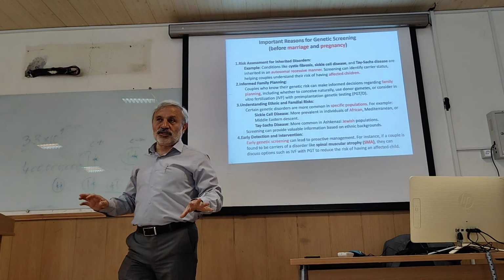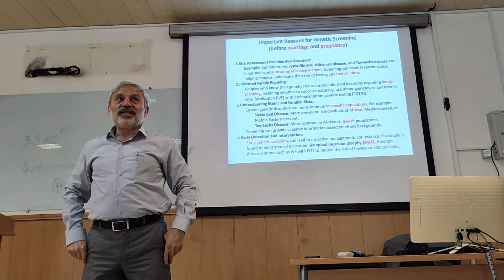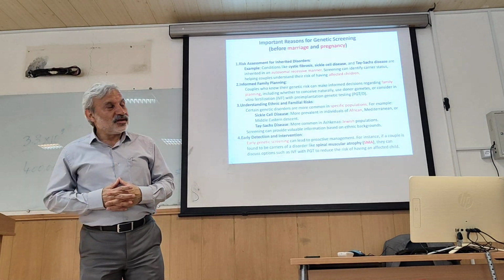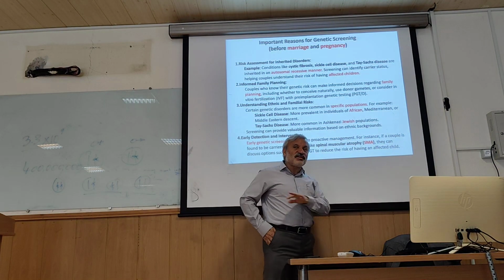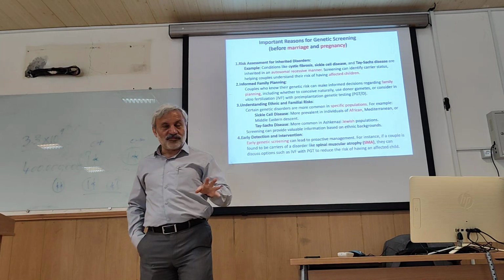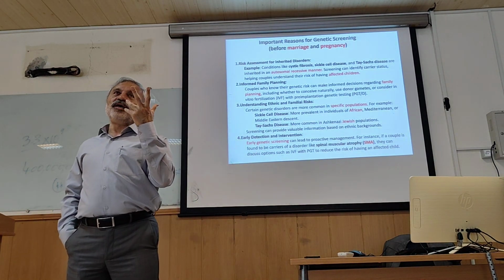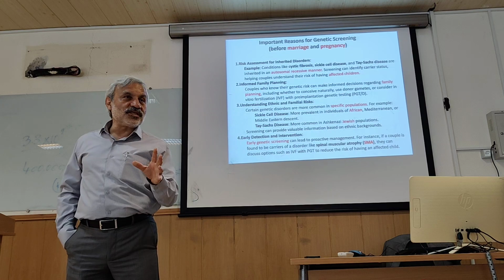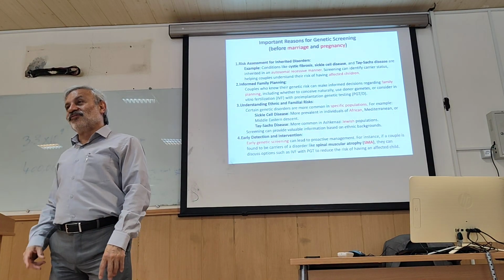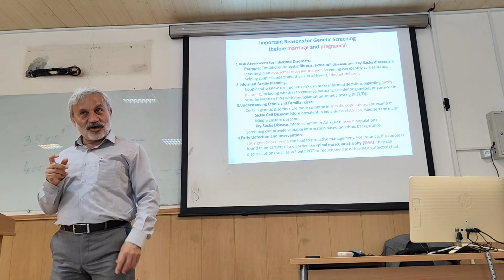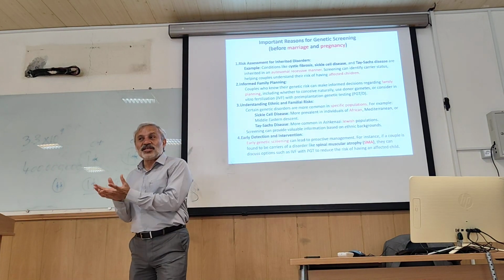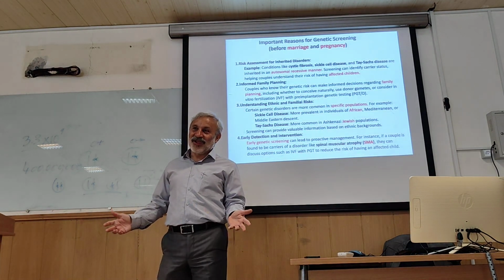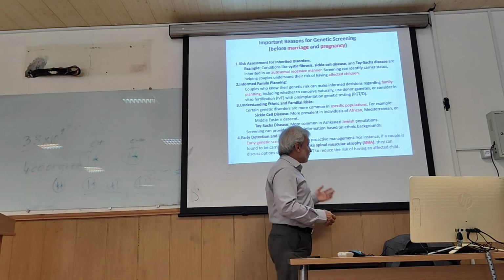SMA is very, very common in this country and SMA is very, very expensive. I mean, treatment of SMA is very, very expensive. One injection is $130,000 for each injection of the drug. You understand how much? So prevention is better or treatment? Of course, prevention. So it is very important.